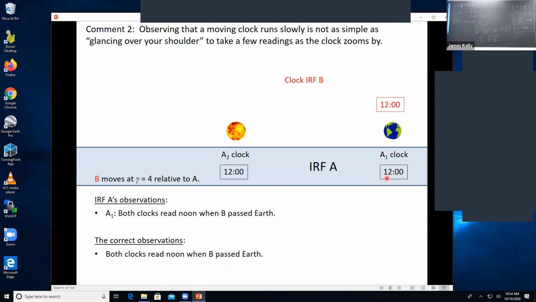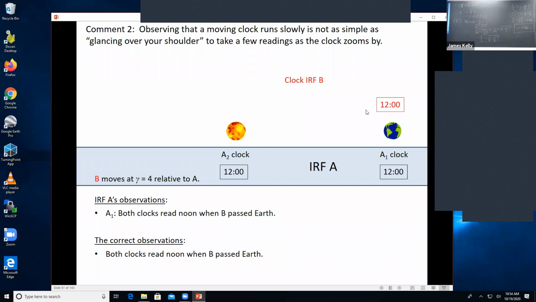There's a clock on Earth. We'll call that IRF A, which is at rest with respect to the Earth and the star. And here I'm assuming the star and the Earth are at rest with respect to each other. There's a clock on Earth. We'll call that A1, and another observer A2, and their clocks are synchronized, and they're going to tick off in synchrony. Okay, and so let's assume that B moves at gamma equals 4. That corresponds to a certain speed that's very close to the speed of light. That would make gamma equal 4 relative to A.